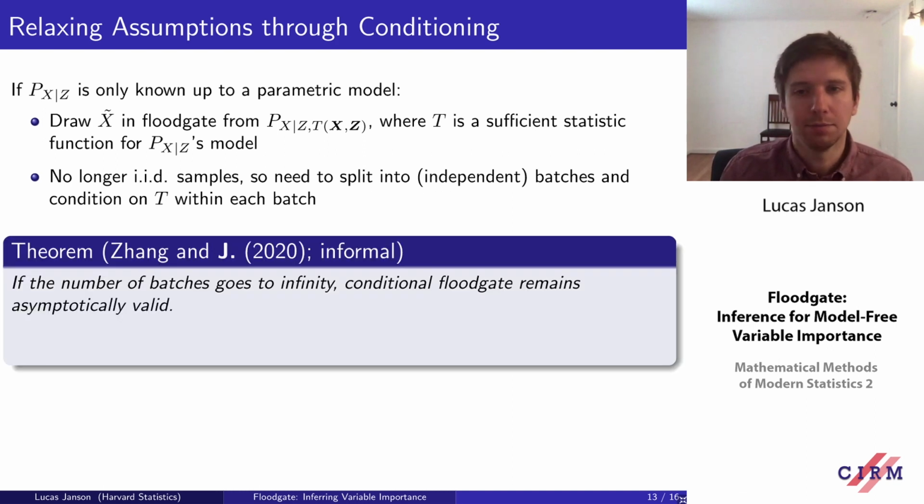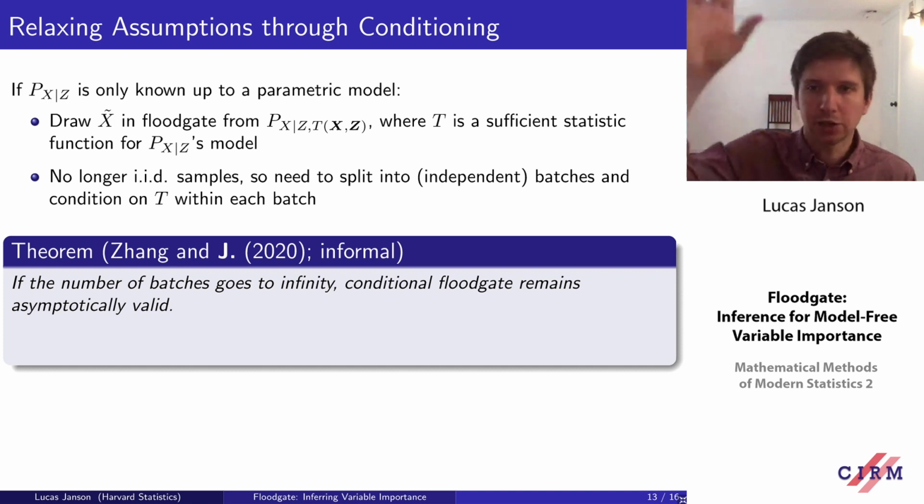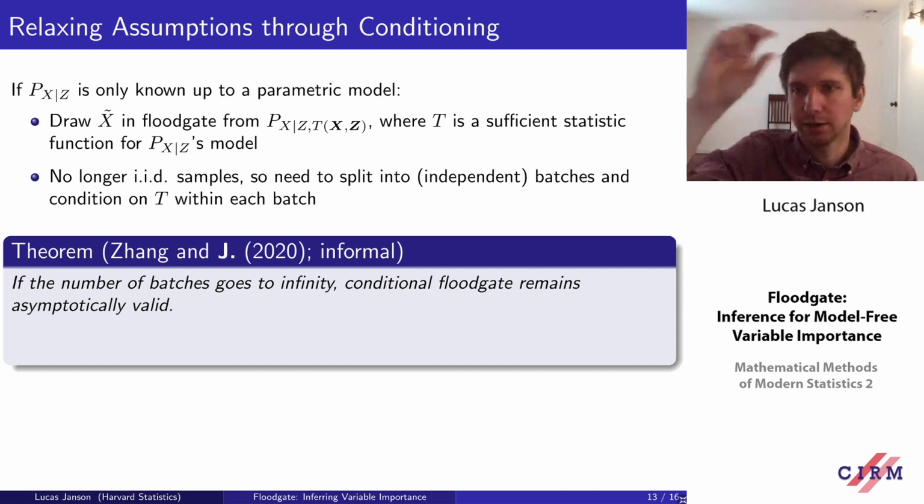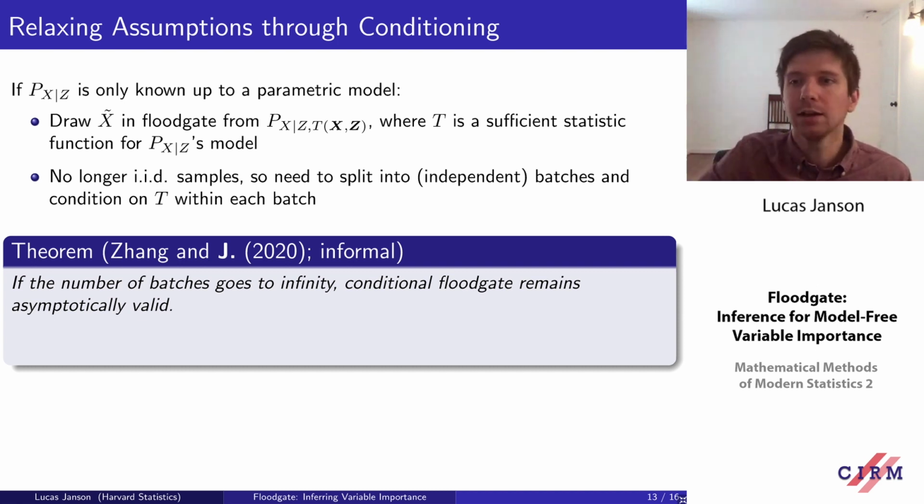So it turns out that by doing this, again, batching your data, within each batch conditioning on a sufficient statistic and drawing x tilde conditional on a sufficient statistic for that batch, and then stringing all of the x tildes together and plugging them into Floodgate as usual, no other changes are necessary. If the number of batches goes to infinity, so we just need to not have a fixed number of batches as n goes to infinity, then conditional Floodgate, so that's the conditional version of Floodgate that I just described, remains asymptotically valid. So the same theorem for validity holds.